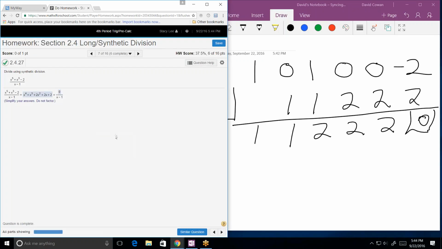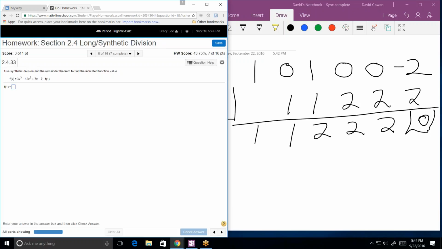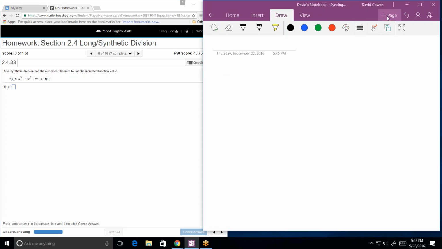Well done. All right, this problem says, use synthetic division and the remainder theorem to find the indicated function value. And they give you a function. Let me read it to you. The polynomial is 3x cubed minus 12x squared plus 7x minus 7. And they want you to evaluate it. In other words, what is f of 1?